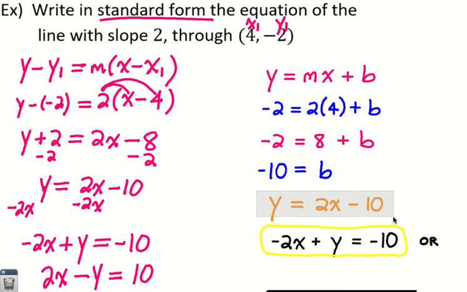But in this particular problem, as you remember, they didn't want this as your final answer. They wanted standard form. So we still would have needed to take this, just like I did over here, and put it in standard form. The reason I put this or right here is because this is good, but this is probably better: positive 2x minus y equals positive 10.